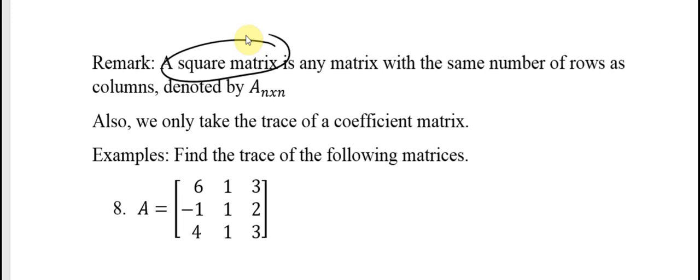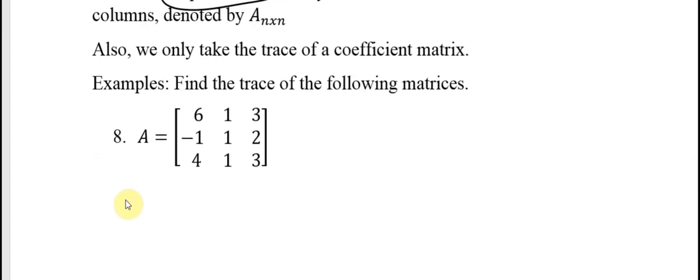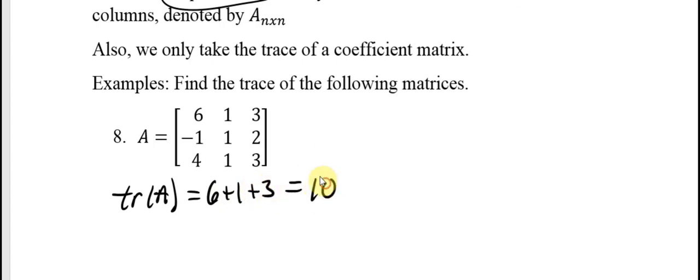Also, we only take the trace of a square matrix. So let's find the trace of the following matrices. Again, you're just adding the entries along the main diagonal. So here the trace of A is 6 plus 1 plus 3, so that's just 10.